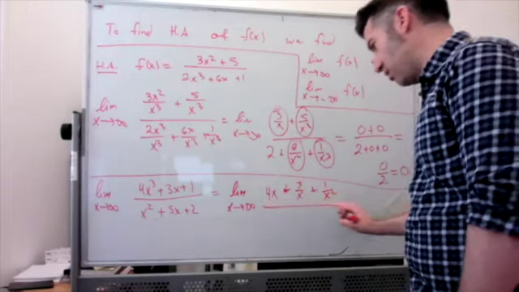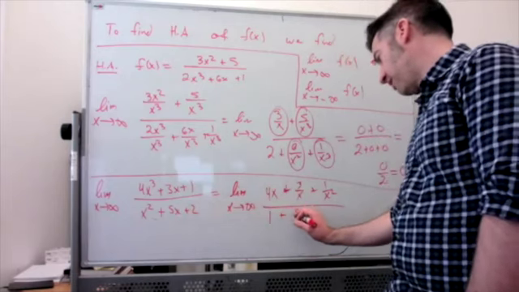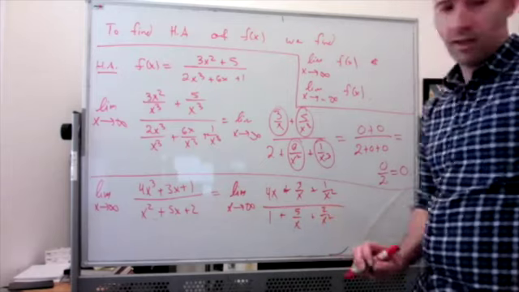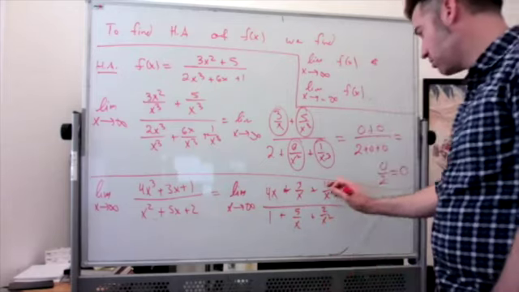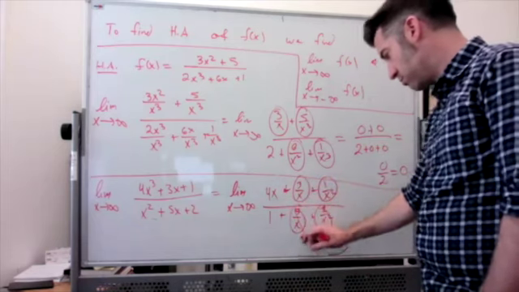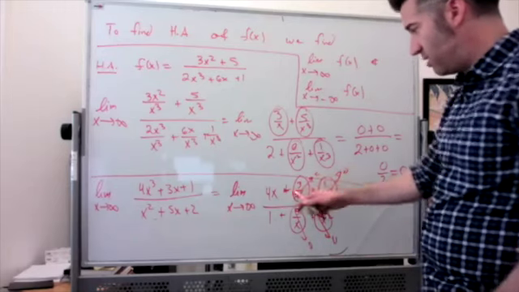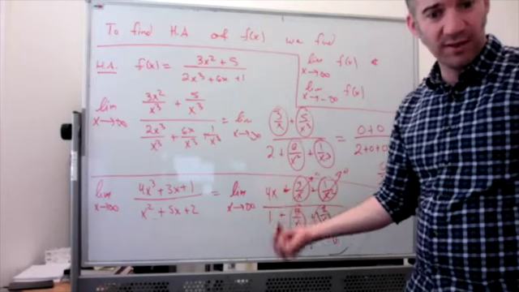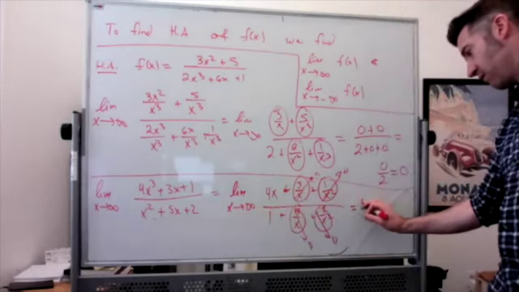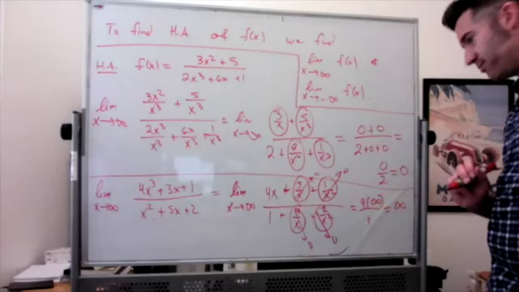And then the denominator, x squared over x squared is 1. 5x over x squared is 5 over x. And 2 over x squared is 2 over x squared. And now a bunch of things go to 0. But this 4x is going to infinity, right? It's 4 times something that's getting infinitely large. This is going to be 4 times infinity over 1, which is infinity.